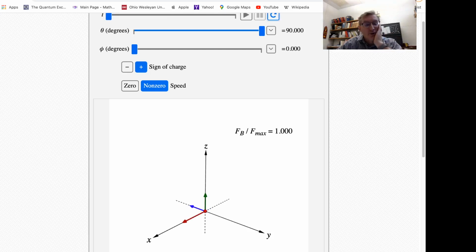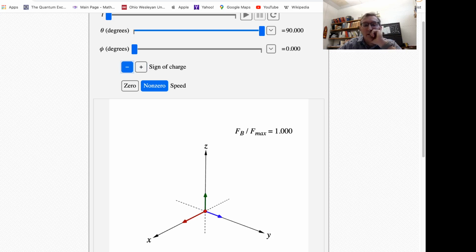Now, here's an interesting question. Let's change the sign of the charge. Equal amount of charge, but it'll be negative now. Let's see what happens. Ready? Aha! The direction of the magnetic force, the blue arrow, reversed by 180 degrees. It's still at a maximum magnitude, but its direction is reversed. That's the direction of F magnetic for a positive charge, and that's the direction for a negative charge. So definitely the sign of the charge matters.